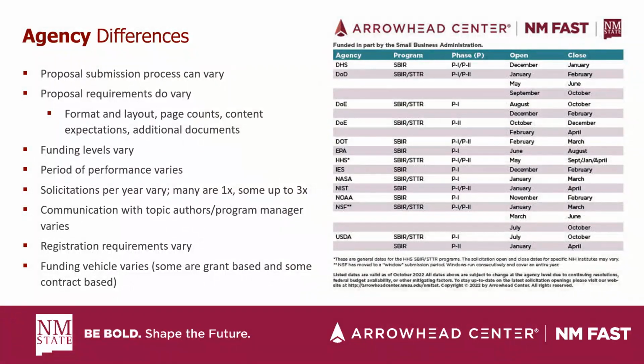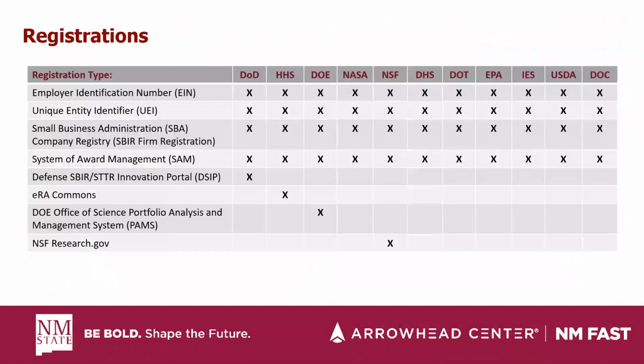Communication with the topic authors or the program managers, or they even have different terminology for TPOCs. That will vary. So some agencies have very specific timeframes when you're allowed to talk to them, and some are a lot less strict. So again, know your agency. The registration requirements will vary, and so will the funding vehicles. So we treat each one as a different proposal because there's so much variance among the different agencies. I'm gonna skim over these two.